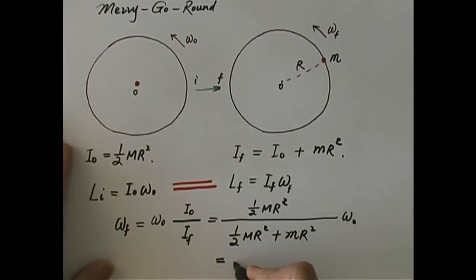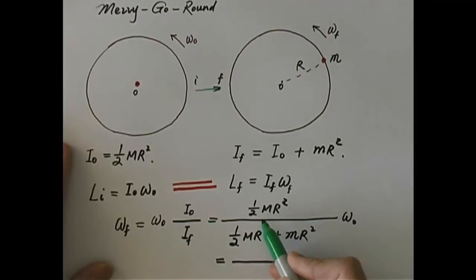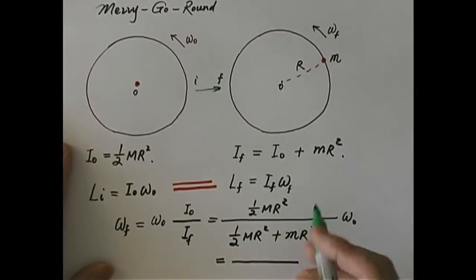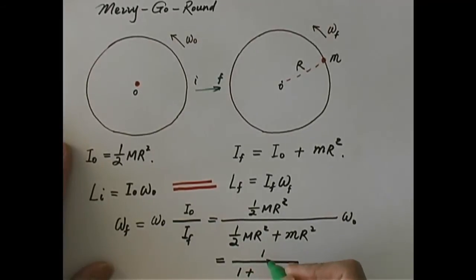Let's simplify this a little, see how much impact the child has on the rotational speed of the object. Okay, I'm going to multiply everything by 2, and then I'm going to divide every term by mr squared. M is the mass of the merry-go-round. So I have 1 here, 1 plus 2 times the mass of the child divided by the mass of the merry-go-round, and then times omega naught. It's less than omega naught for sure, because you have a bigger denominator than 1.